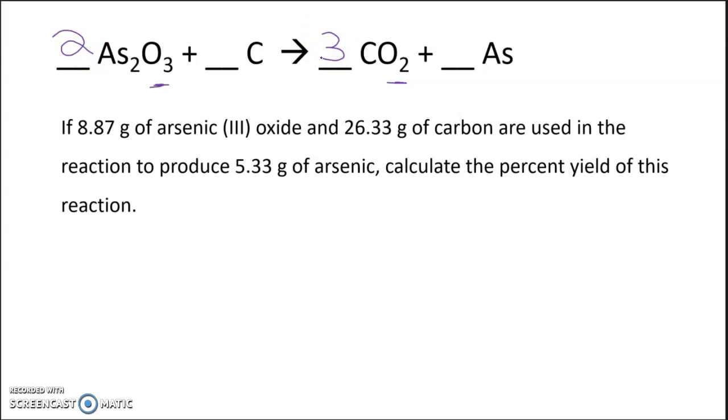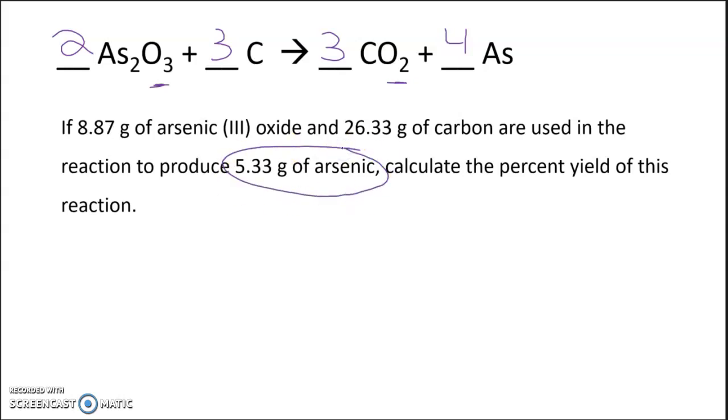Now oxygen is 6, but that meant arsenic is 4 on the left, so I'm going to put a 4 in front of it on the right. And then carbon: I've got 3 carbons on the right, so a 3 right here, and that is balanced. So that's step 1. Now we know that's our actual yield. We'll worry about that later.